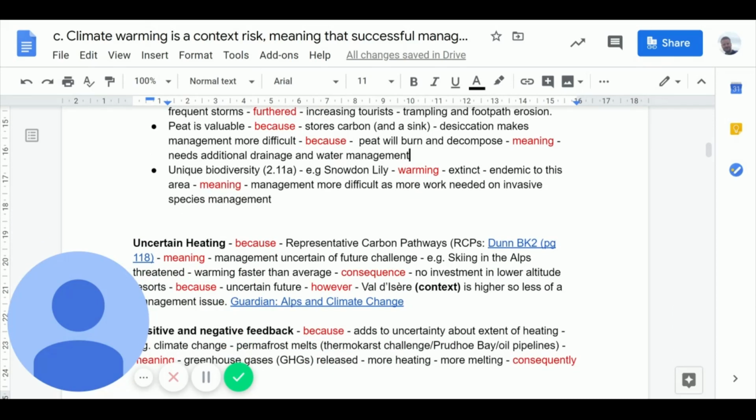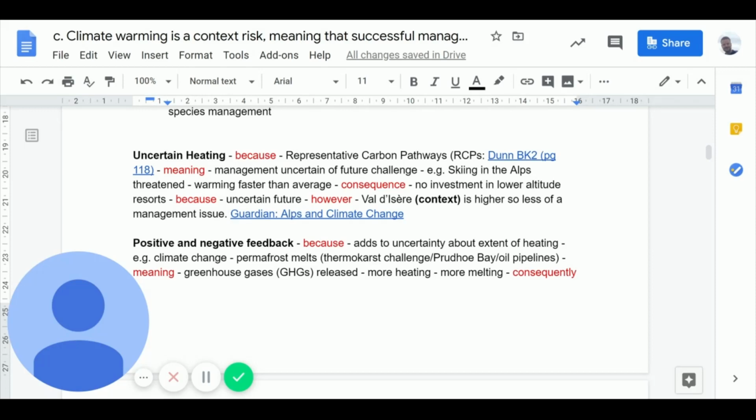And lastly, we've got the unique biodiversity. Now, that's another, if you look at 2.11a, it talks about this and how important it is. This is just one example, but the Snowdon lily is pretty endemic. It is endemic pretty much to the Snowdon. It's a rare alpine flower, just one example. But the warming may well cause this to be lost completely from the whole of Snowdonia, and it's unique to Snowdonia. That means that management is going to become more difficult because they're going to have to, not just for the Snowdon lily, but the whole ecosystem, manage species moving in, or these invasive species. So again, another challenge to management.